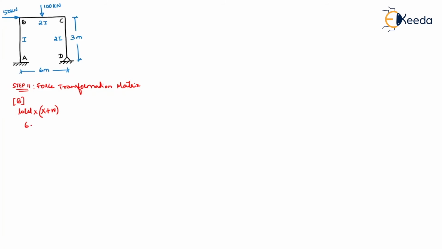So this will be of the order local into x plus w. Local, how many are there here? 6. X is how many here? 2, 2 redundants. W, how many? 4. So it is a 6 into 6 matrix.